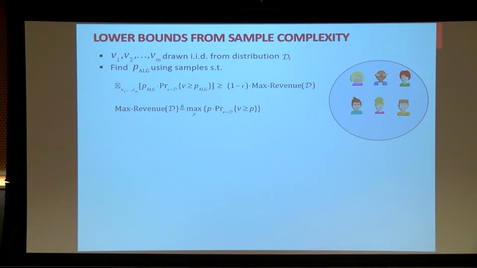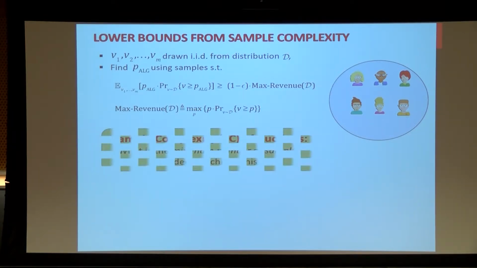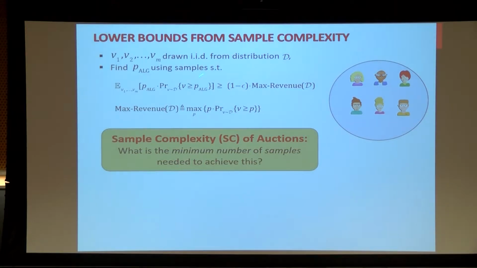Now, you aim to find a price, P of alg, given the samples you have, so that if you post that price to a fresh sample from a distribution, the expected revenue you get is at least 1 minus epsilon times the maximum revenue you can get from this distribution. And now the sample complexity problem is asking the following question. What is the minimum number of samples required to have such a guarantee?